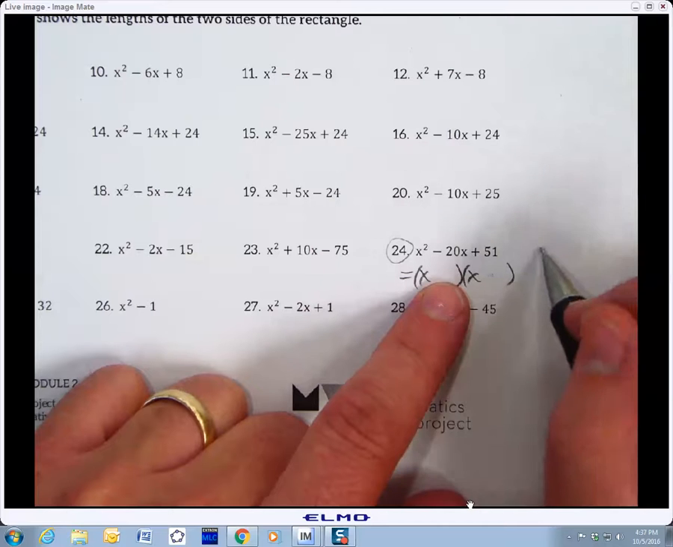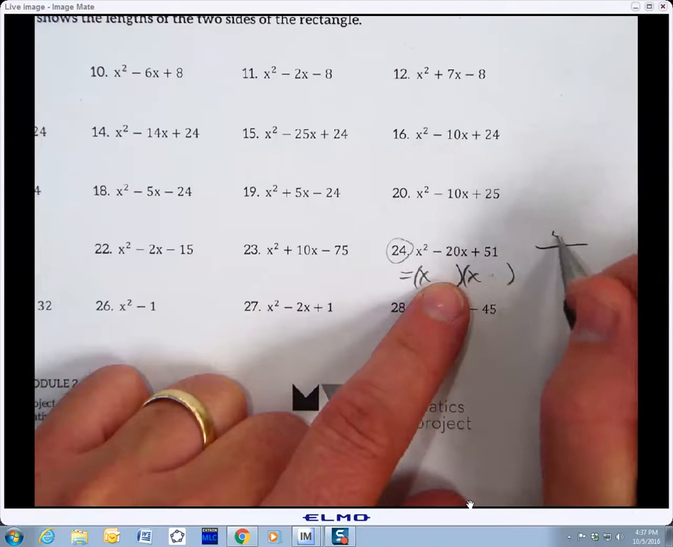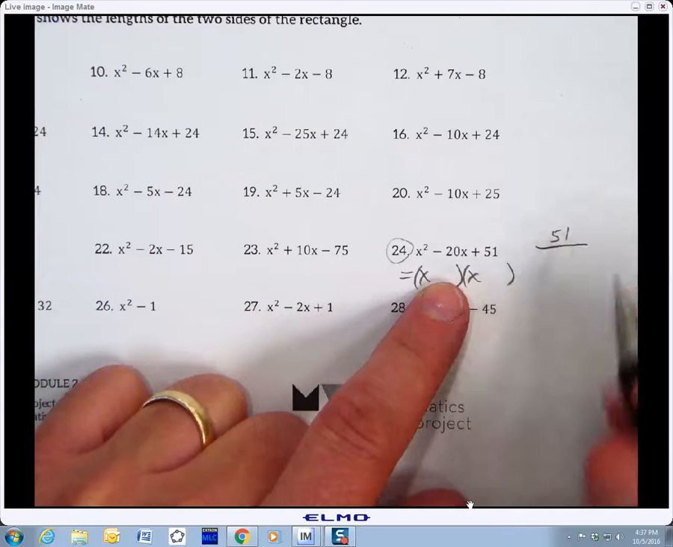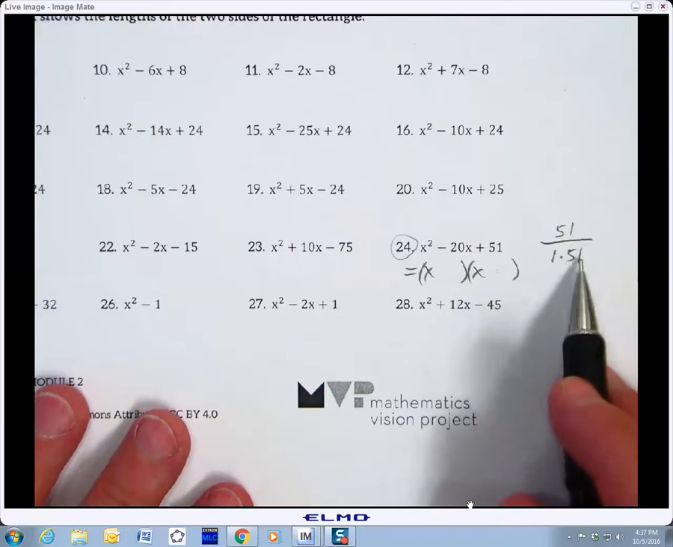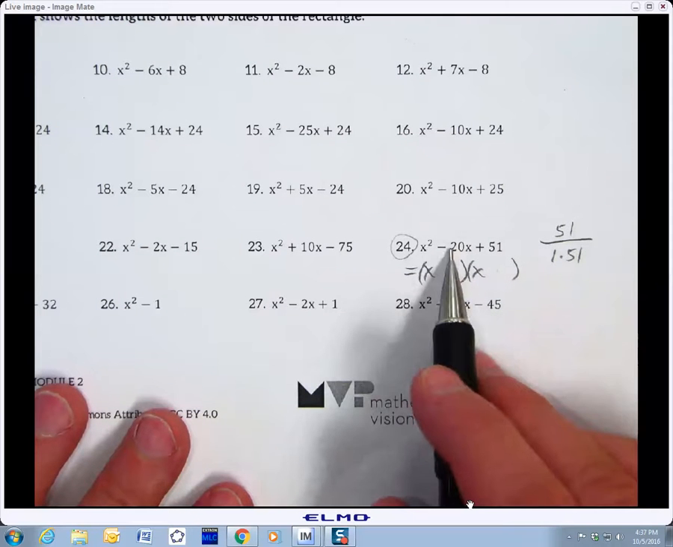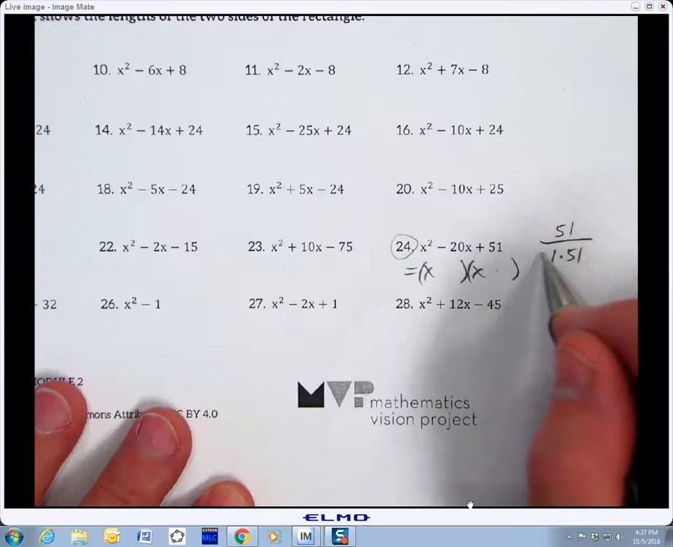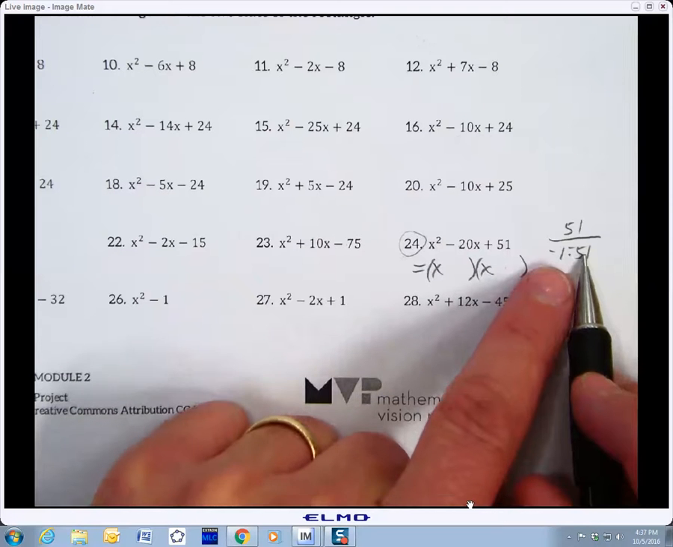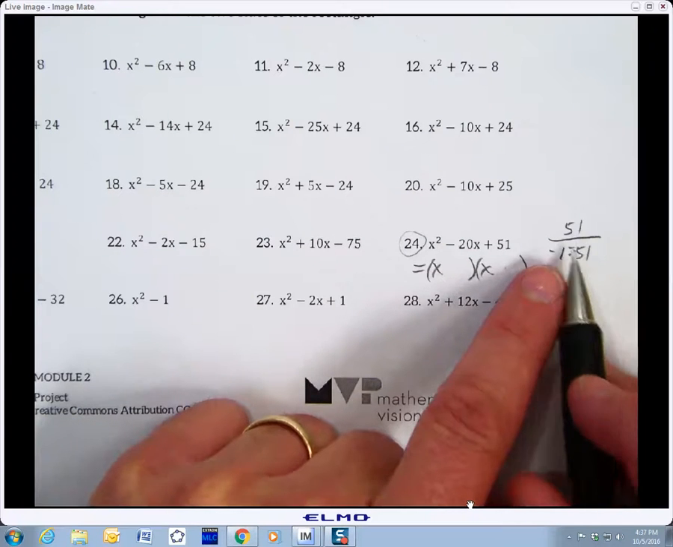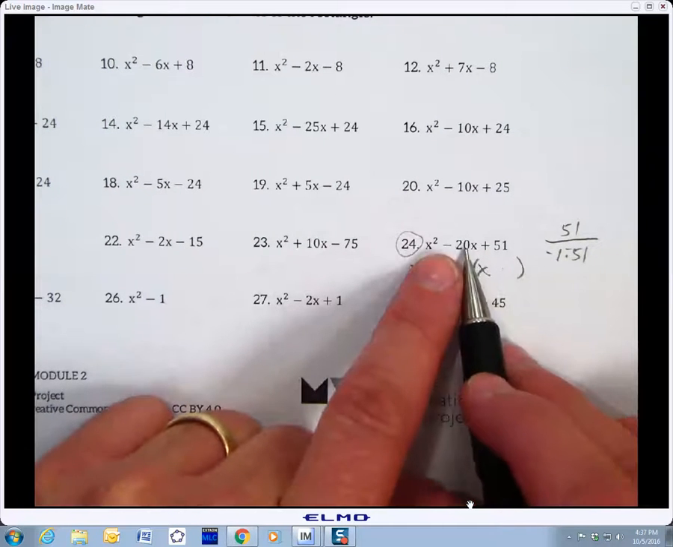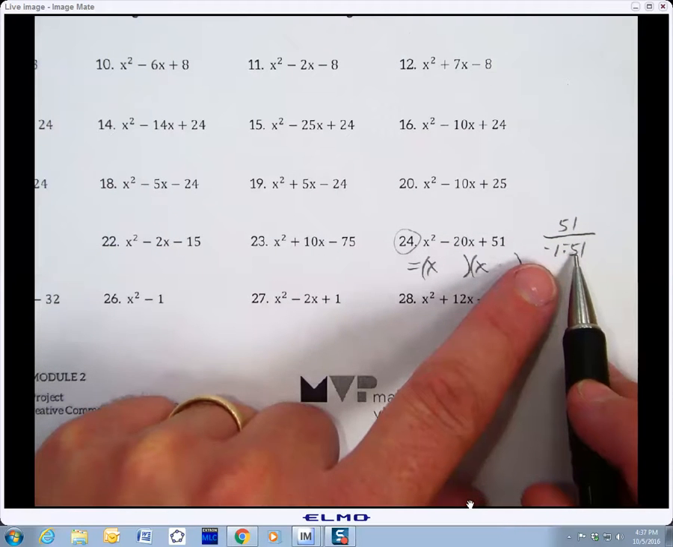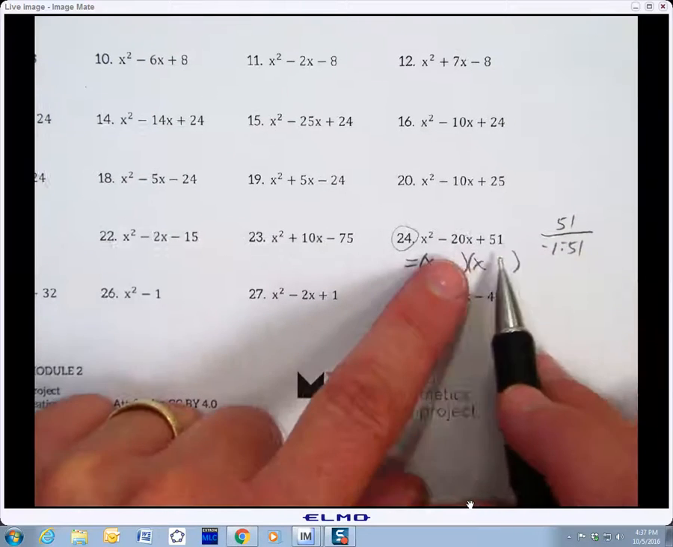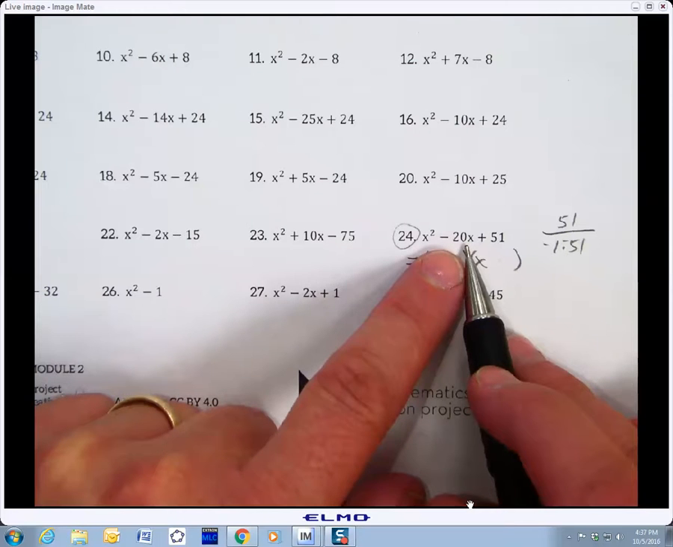Well, here's what I'm going to do. I'm going to go find numbers that multiply to get 51. For example, 1 times 51. If I add those, is there any way I'm going to get a negative number? No. If I make them both negative, they now multiply to get a positive, but they add to get a negative 52. So good news, bad news. Good news, they multiply to get a positive still. Another set of good news is they add to get a negative. The bad news is they don't add to negative 20.